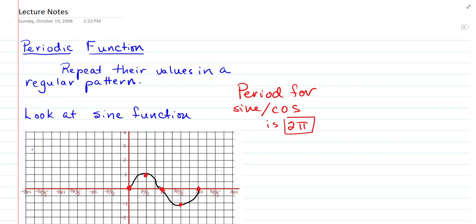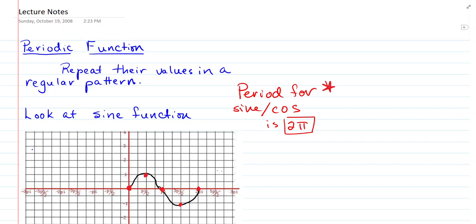Section 4.1 focuses on the graphs of the sine and cosine function. Both of those are periodic functions. They repeat their values in a regular pattern. Remember, this is important: the period for sine and cosine is 2 pi. That means that's how long it takes to start repeating.